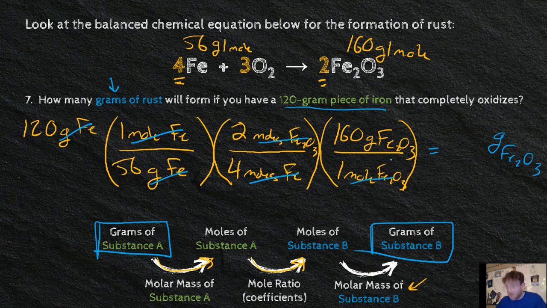Now I just need to do the math. So multiply across the top. 120 times 1 is 120, times 2, times 160, divided by 56, divided by 4. And I got 171.4 grams of rust. So this is as hard as it's going to get. Basically, you start with what you're trying to convert. In this case, it's 120 grams of iron. And then you have to ask yourself, where am I trying to end up? Use the flow chart to get you from where you start to where you want to go. And those things on the bottom tell you the conversions that you have to do.